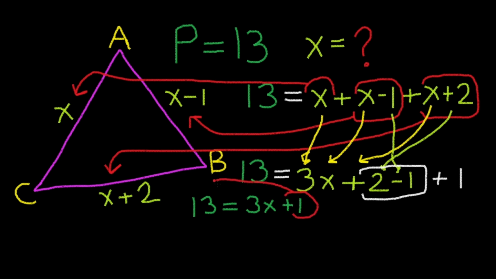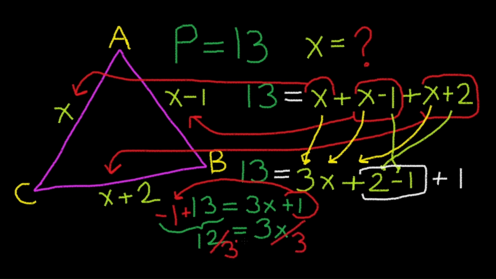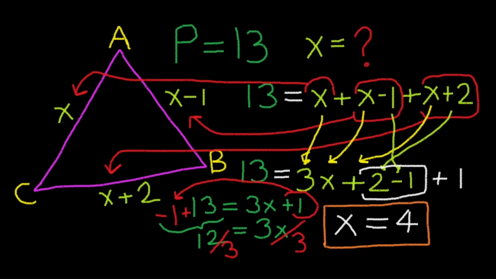Let's take this 1 to the other side. And it becomes minus 1. So what we have here is 12 equals 3x. Now let's divide both sides by 3. And what we get is x equals 4. Good job! We found the answer again.